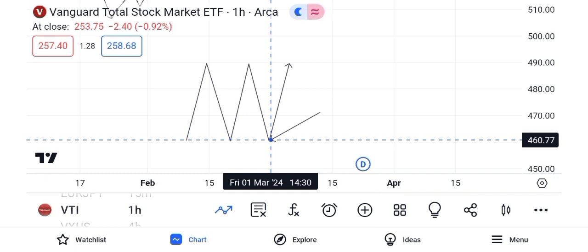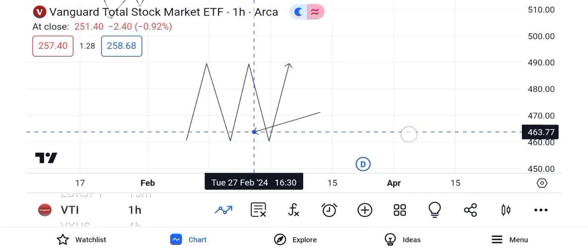This is how you should think of a ranging market. No one is in control of the market. There are no break-of-structures, or there is no series of higher highs and higher lows, or lower lows and lower highs. So it's very, very simple. Always think of a ranging market in this way.